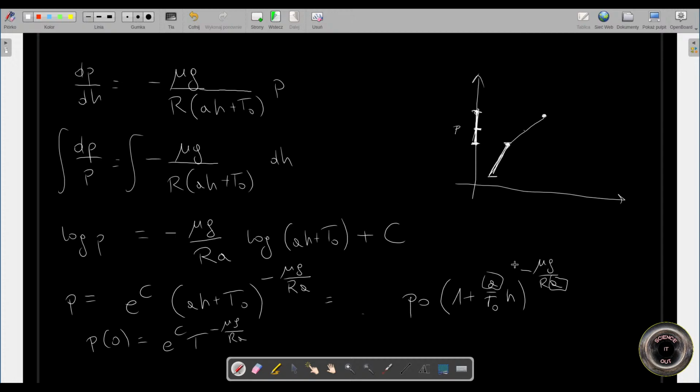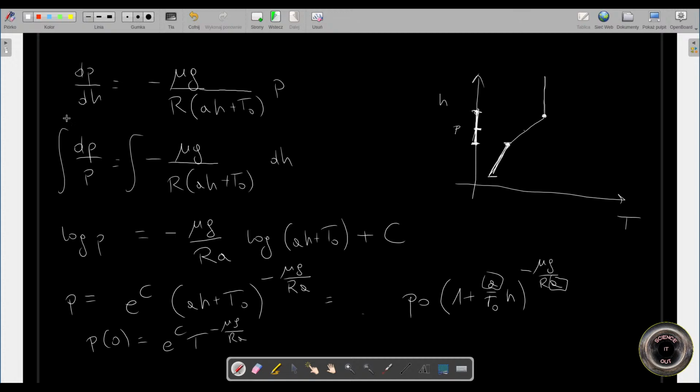Although one note: what happens if A is 0? If A is 0, it means that temperature is constant, which means that if this is altitude and this is temperature, this is vertical. So what happens if A is 0? This becomes minus infinity, and we have 1 to the minus infinity, which doesn't work.